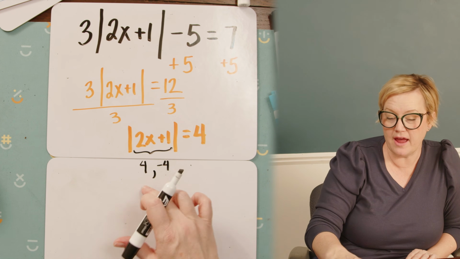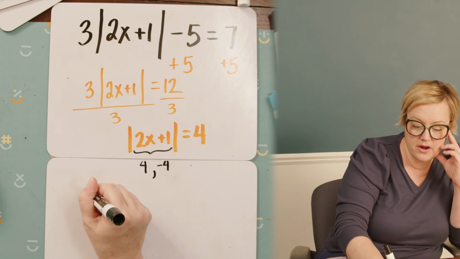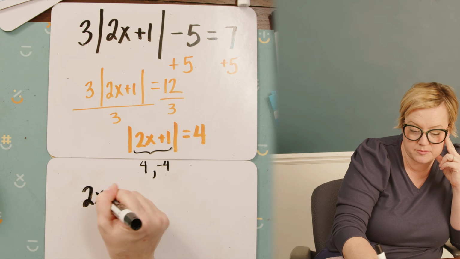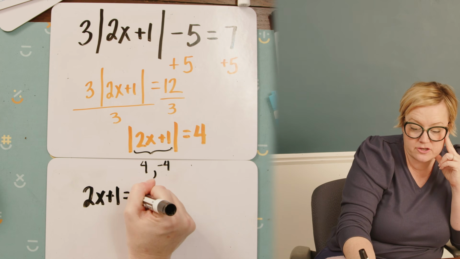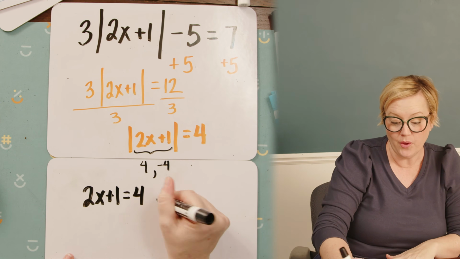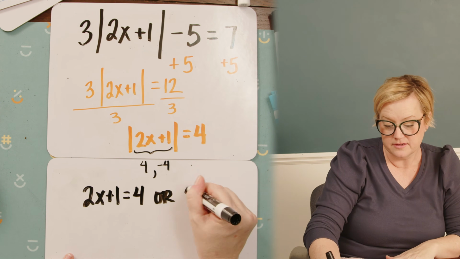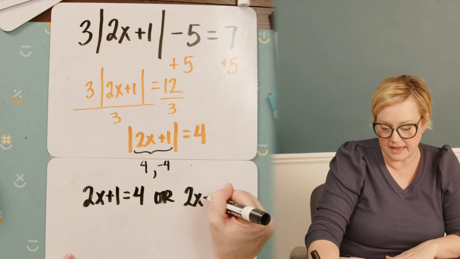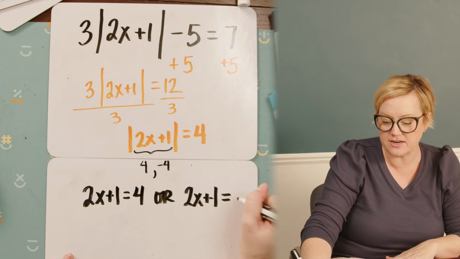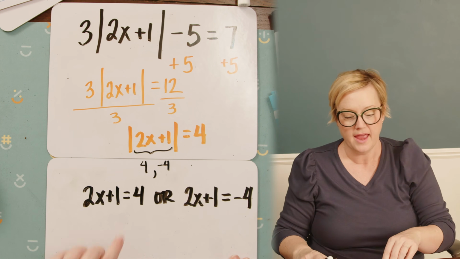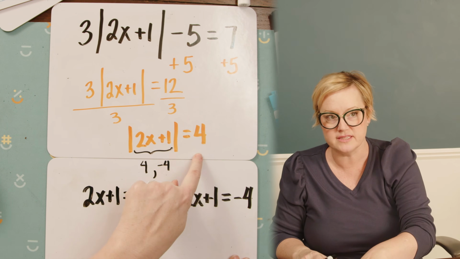So now you have to split this. Now I know that 2x plus 1 might actually equal 4, or 2x plus 1 might actually equal -4. And then when you take the absolute value, it's 4.